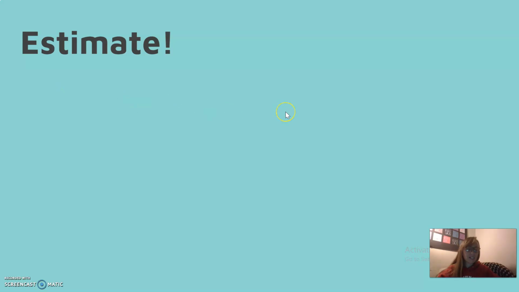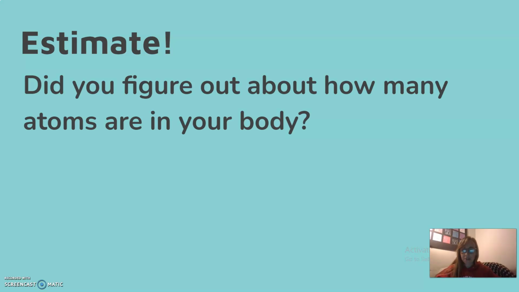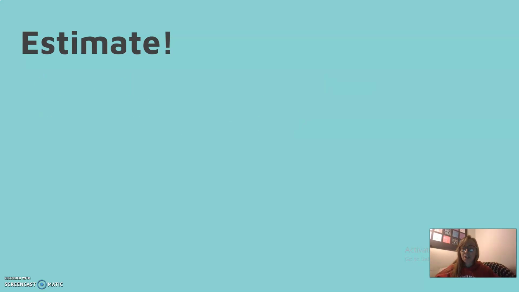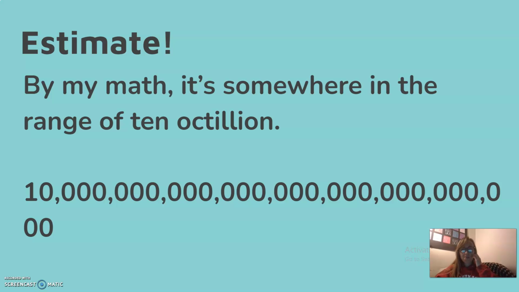All right, and then last thing, I wanted to close out that estimate thing. So if you did some calculations like I did, then you might have figured this out. The number of atoms in an average human body is about 10 octillion, which is a 1 with 28 zeros. So hopefully that gives you an idea of how small atoms and molecules are. It's pretty tough to imagine, but hopefully that helps.